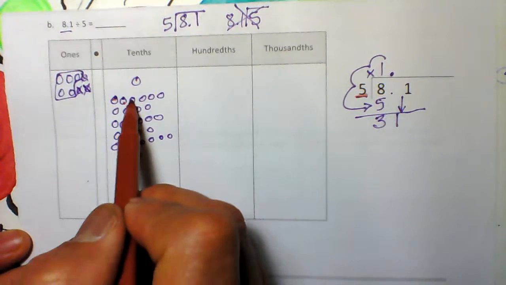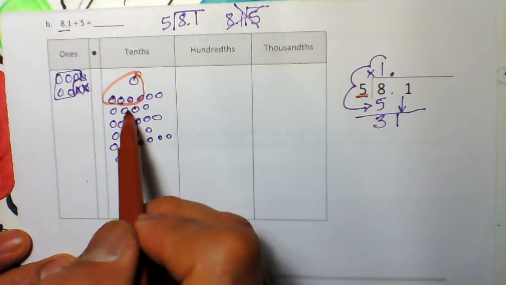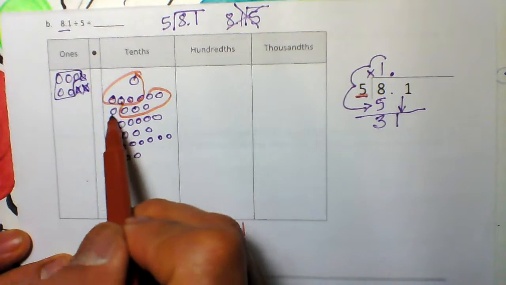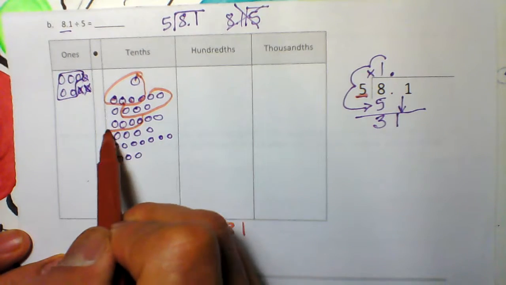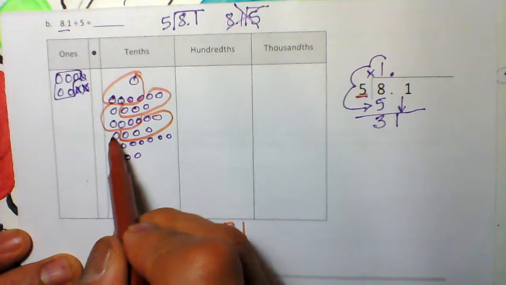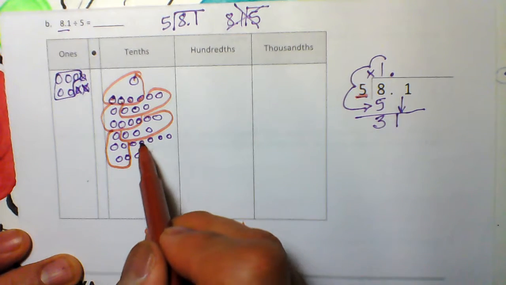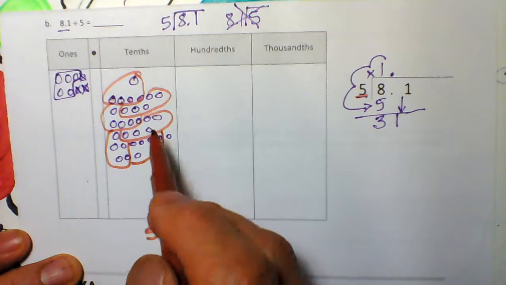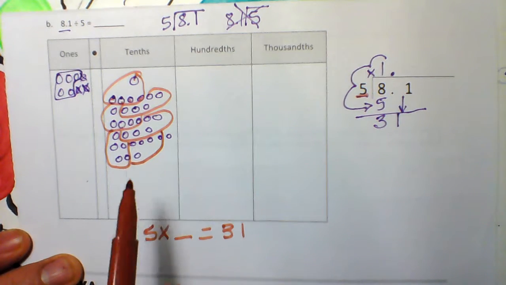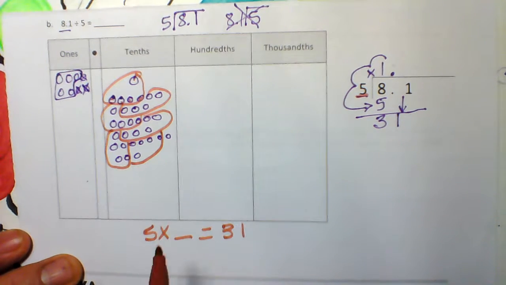1, 2, 3, 4, 5. Again, 1, 2, 3, 4, 5, and so on for six groups of 5. And now we have our answer, right? So what's the answer? 1, 2, 3, 4, 5, 6. So the answer is 6.